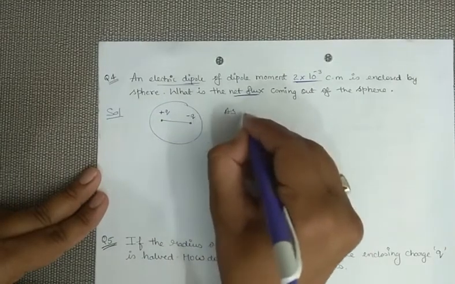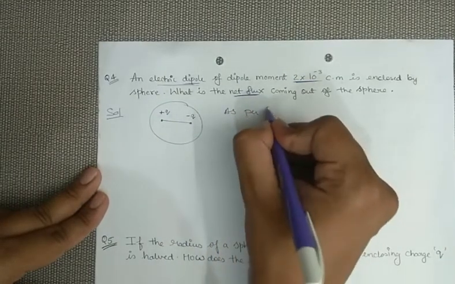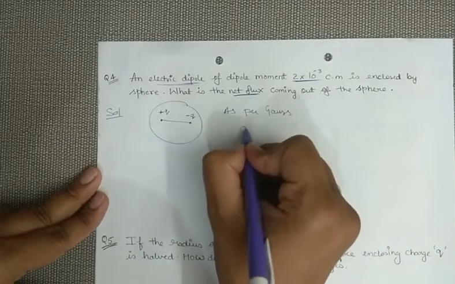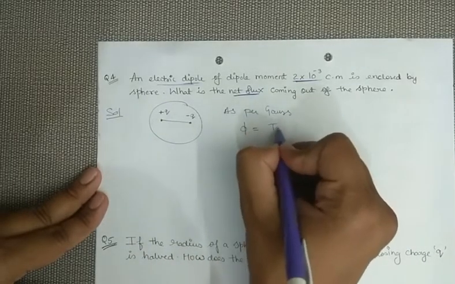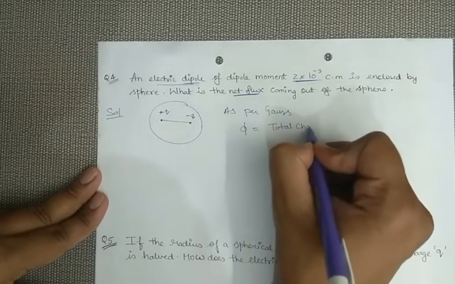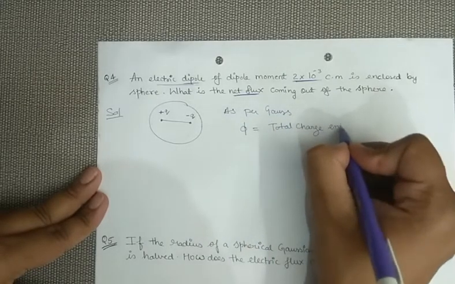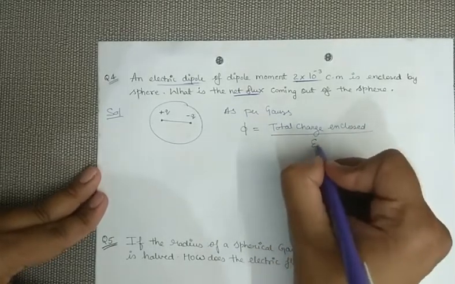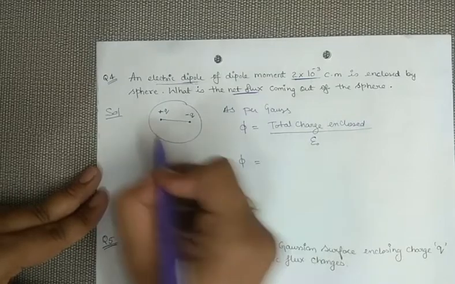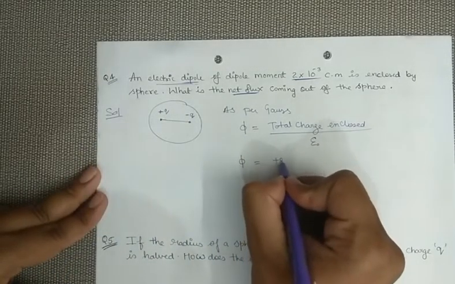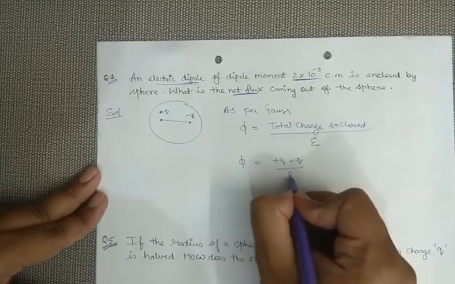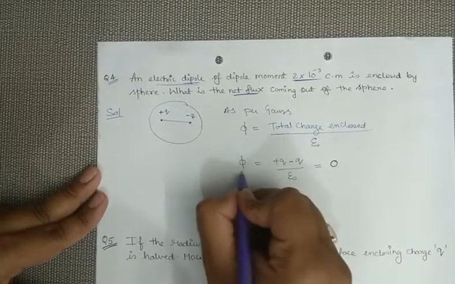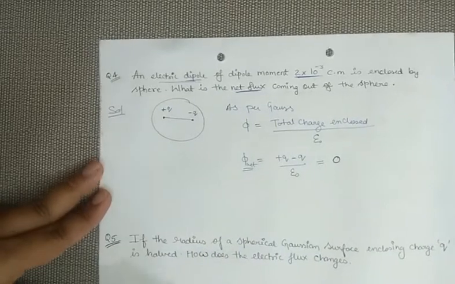So as per Gauss law, if you all remember, what does the Gauss law say? It says that the total flux is equal to the total charge enclosed upon epsilon naught. So just tell me what is the total charge present in the surface, that is plus Q and minus Q divided by epsilon naught. So our total charge is 0. So our net flux will also be 0.